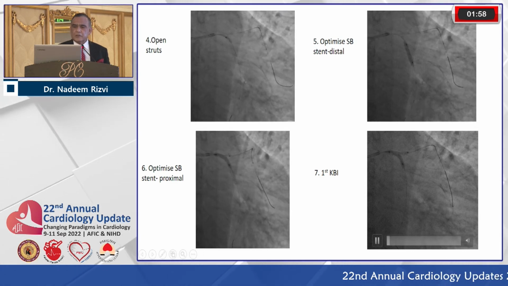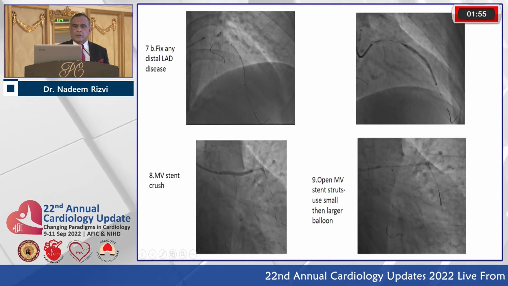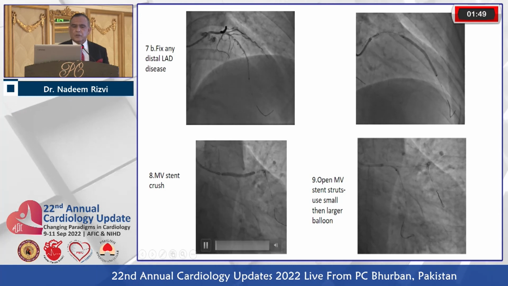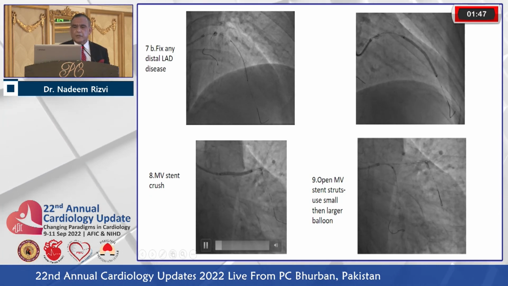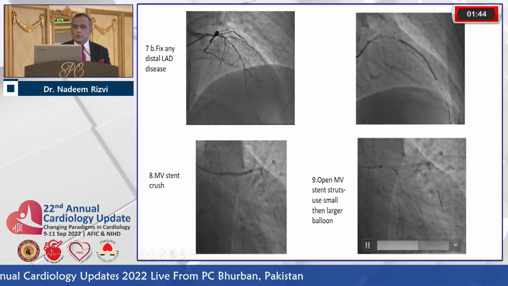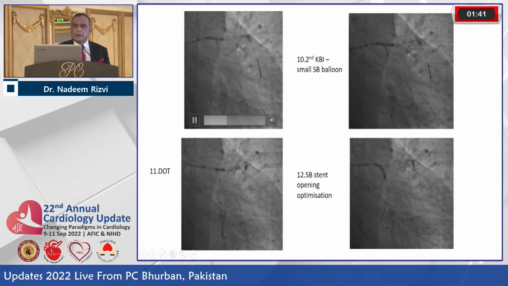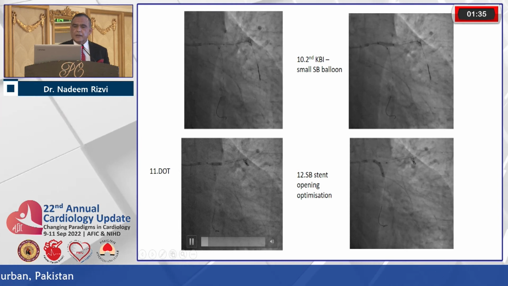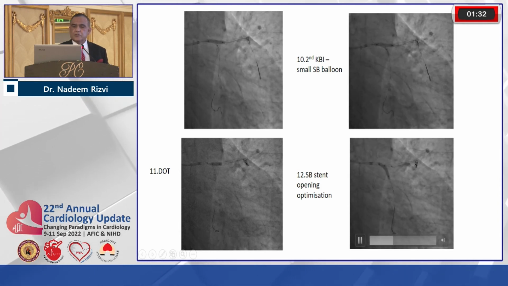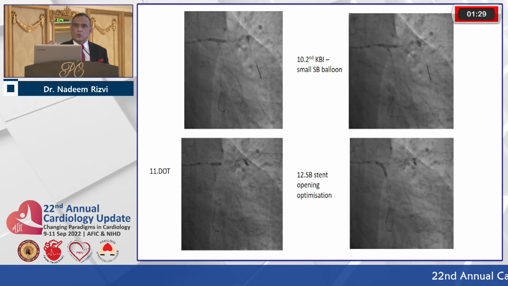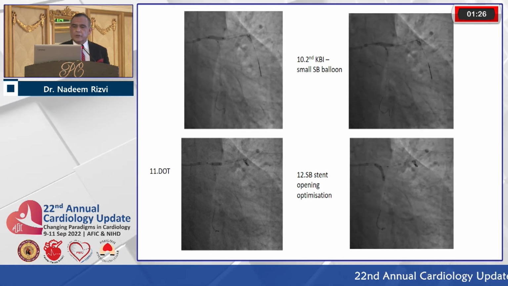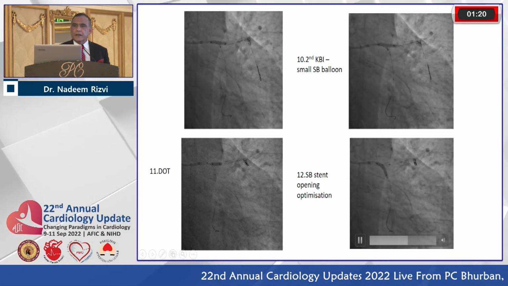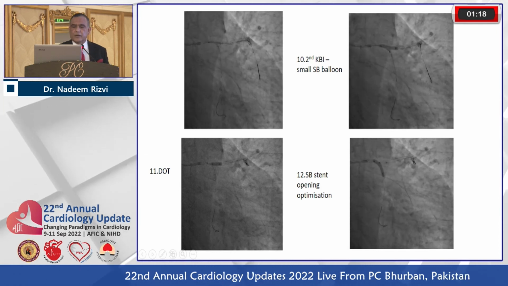Then this is the first kiss. Fix any distal disease in the circumflex or LAD, like we did in this case, and then you crush the side branch stent with the main vessel stent. Open again with a small balloon. This is the second KBI. I do it with a small balloon, then do a POT first, and then, opening the side branch stent, I optimize it with a 1-to-1 high pressure balloon in the side branch while keeping another balloon in the main, so that you don't get a problem with deploying a balloon through that.